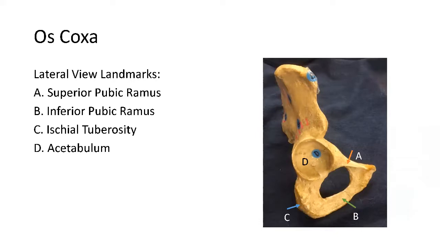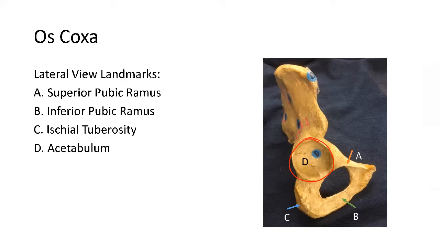Now I look at the lateral view. Remember, when I photograph these, I don't really do anterior posterior. I usually do medial lateral because it's how the bone tips. And the key with the lateral view is you are looking for this acetabulum, that vinegar bowl. That is your cue to where the hip joint is. We have the superior and inferior ramus.